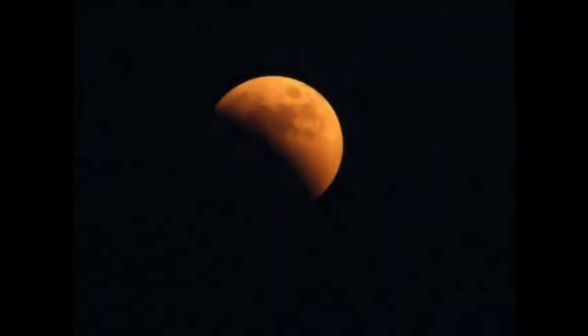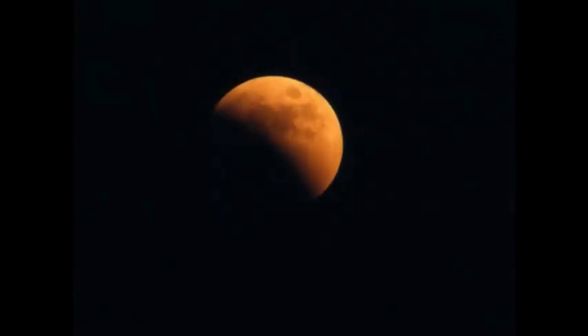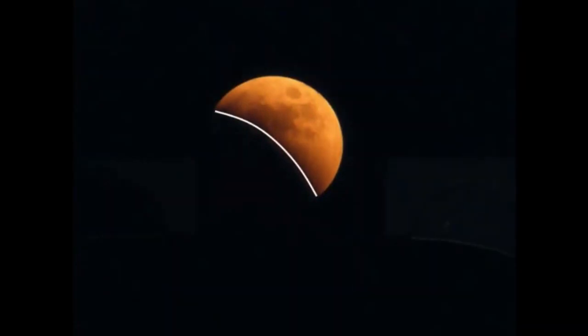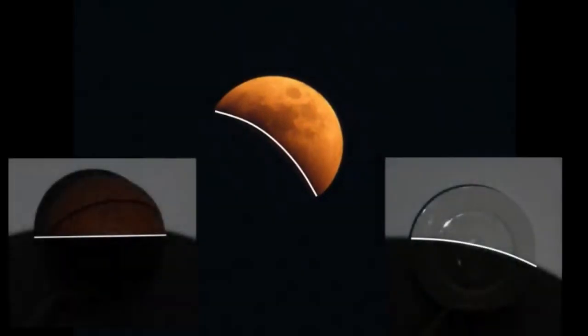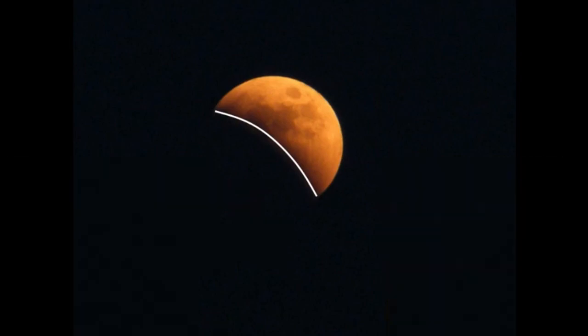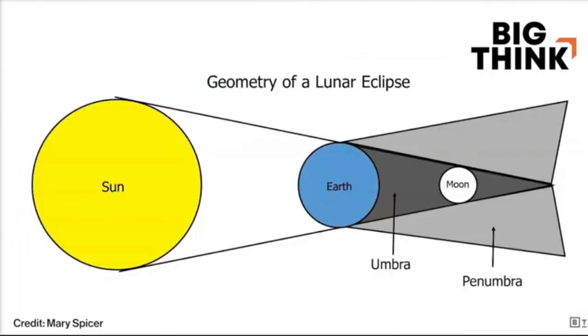Now here's a picture of a lunar eclipse. I don't know about you, but I think this presents a problem for the globe Earth model. What's happening in that case is that the sun is on one side, the Earth is in the middle, and it's casting a shadow. The Earth is casting a shadow on the moon. And as the shadow moves across the moon, you'll notice that the shadow is curved, it's round.